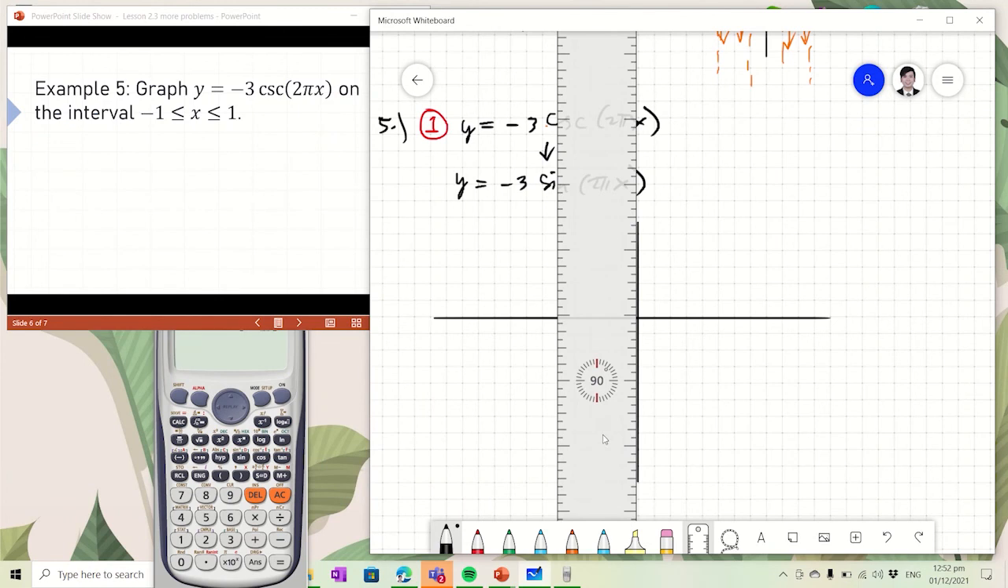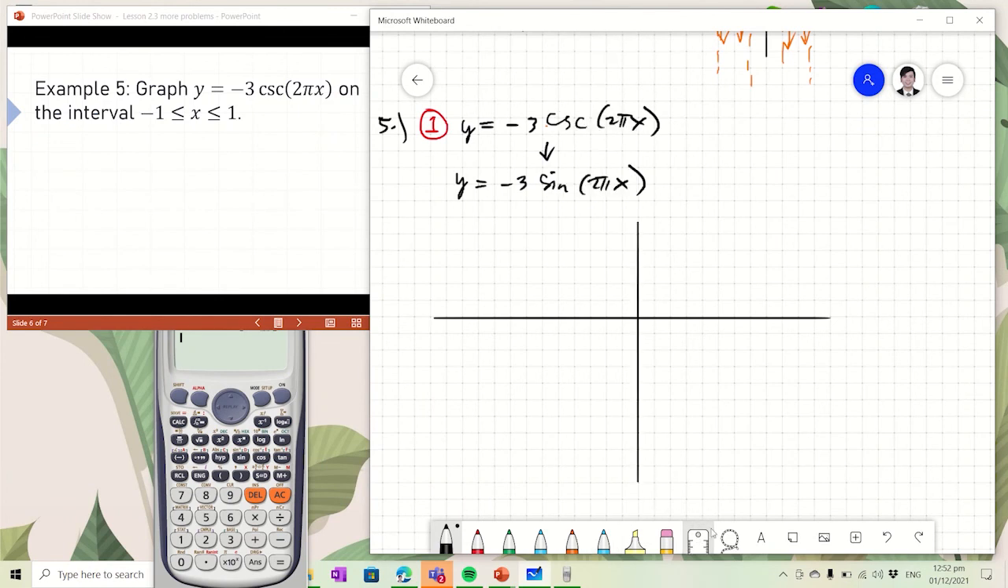And then, the usual graph natin is dapat yung sign, dapat nagsisimula siya sa 0, 0. So, dito. Pero yung tanong is whether ganito ba or ganito. So, saan tayo magsisimula? Sa 0.